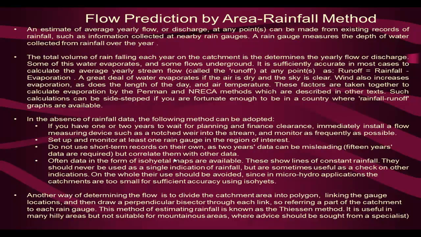Often, data in the form of isohyets are also available. They should never be used as a single indication of rainfall records, but are sometimes useful as a check on their implications and indications. Another way of determining the flow is to use a method known as the Thiessen method, that is, by dividing the catchment area into polygons, assuming that each polygon has a rain gauge installed on it.